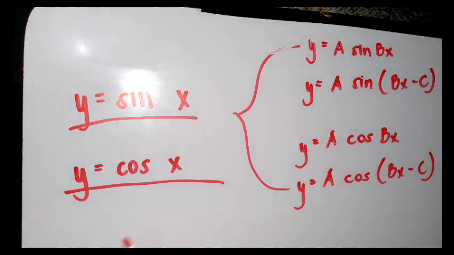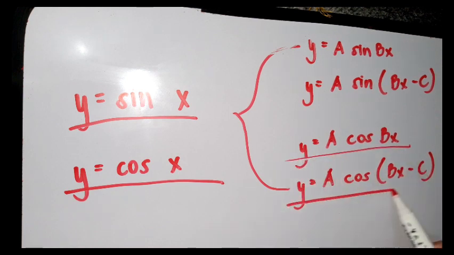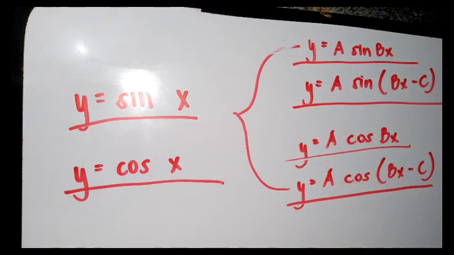So y equals cosine x still has the form of y equals a cosine bx and y equals a cosine multiplied by bx minus c, which is the phase shifting, same as sine, where it has y equals a sine bx and y equals a sine multiplied by bx minus c.